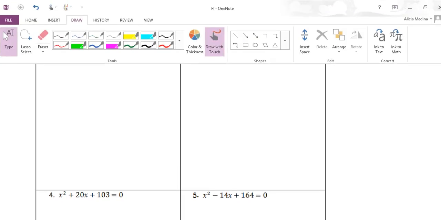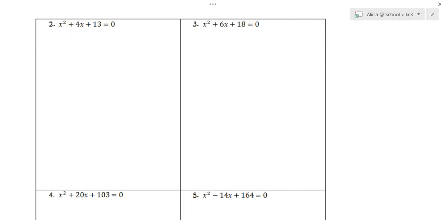I have x squared plus 4x plus 13 equals 0. So the first step is move that constant over to the other side. So minus 13, minus 13. I'm going to have x squared plus 4x. I know I'm going to be adding some constant. I have that negative 13 over here, and I'm still going to be adding that constant over.